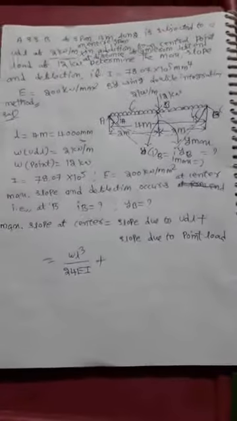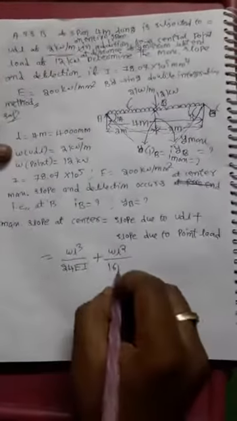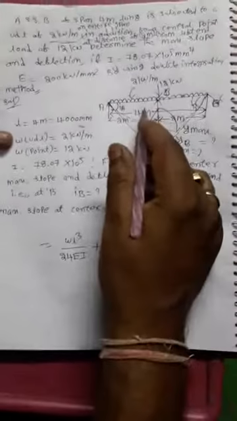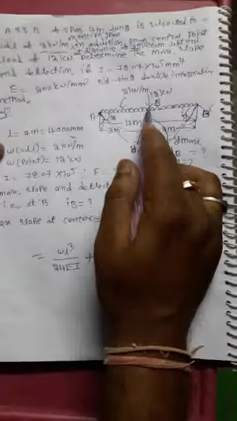This is the slope formula for a simply supported beam carrying UDL over the entire span, plus the slope due to a point load acting at the center point. For the point load at center, the slope formula is W L square by 16 EI. So W L cube by 24 EI is the formula for slope due to UDL, and W L square by 16 EI is the slope formula for the simply supported beam carrying a point load at center.